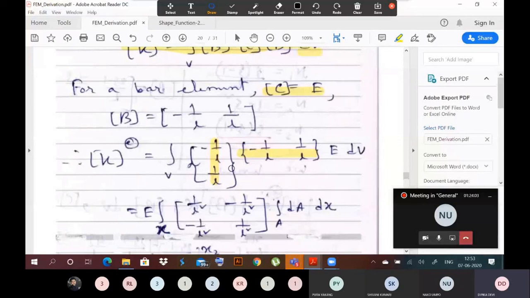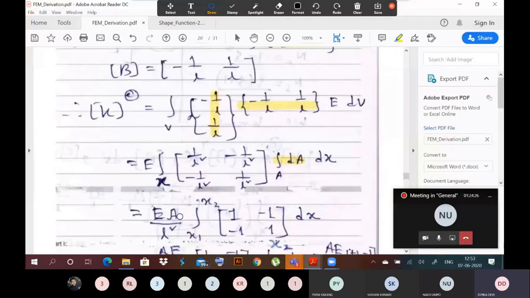They are constant terms, 1 by L and minus 1 by L. They are constant, so they also can be taken out of the integration. Okay, so we have integration over area dA into dx. Then ultimately the integration over area dA will be equal to A. So EA and 1 by L square.